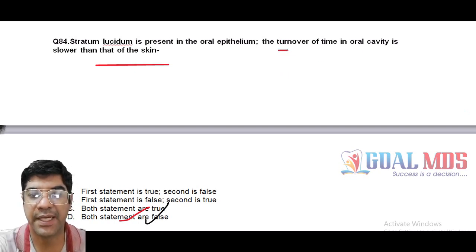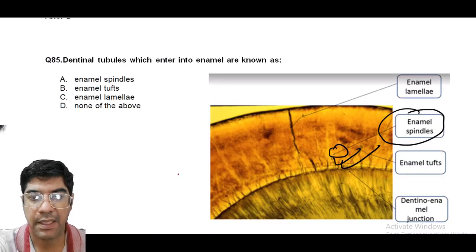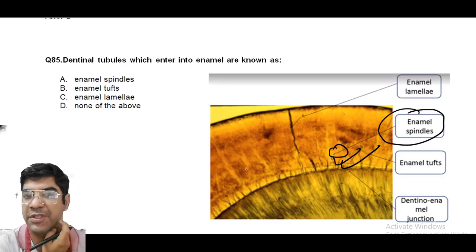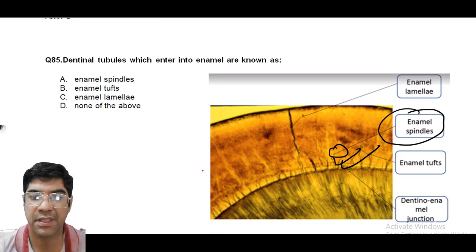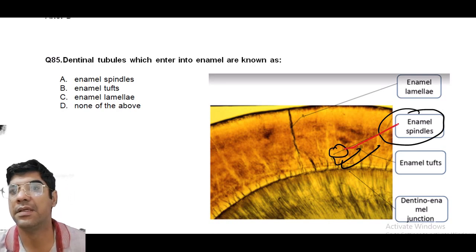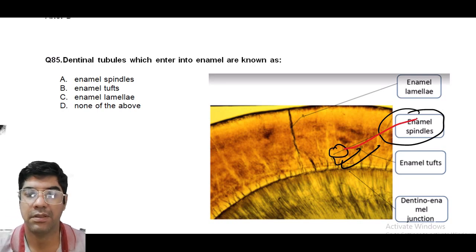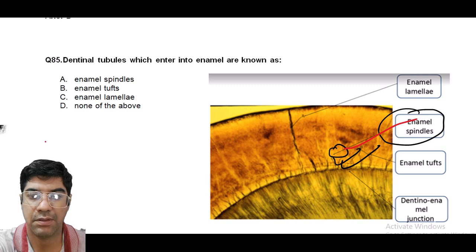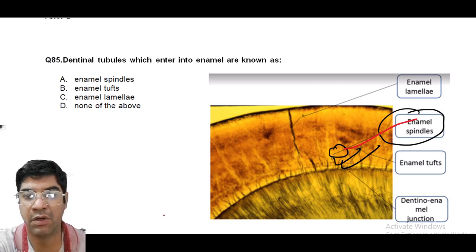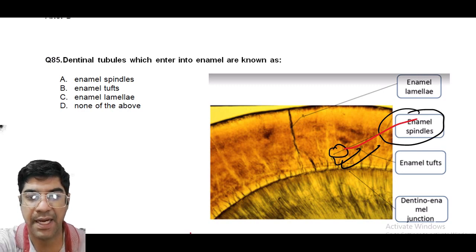The dentinal tubules that enter into enamel, they are the enamel spindles. The enamel spindles, they are the odontoblastic process. So these enamel spindles represent the odontoblastic processes and dentinal tubules that extend into the enamel.